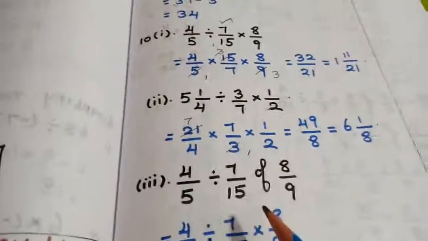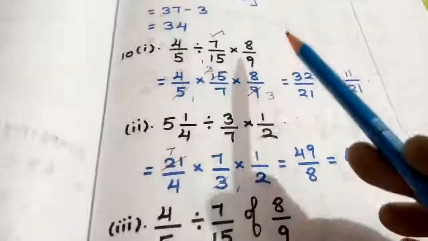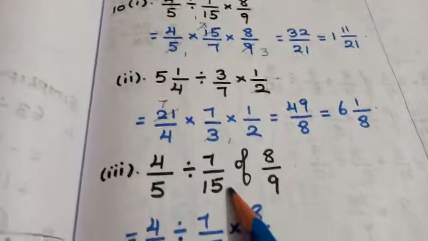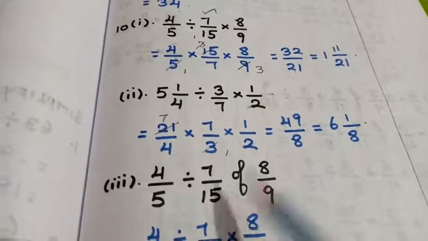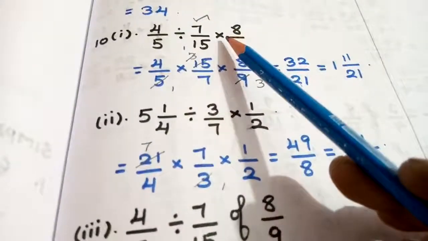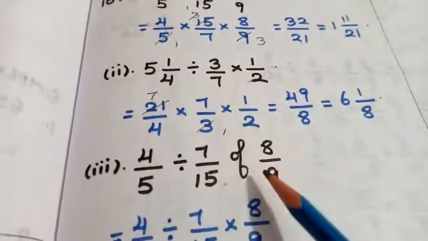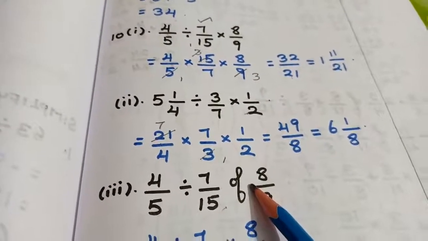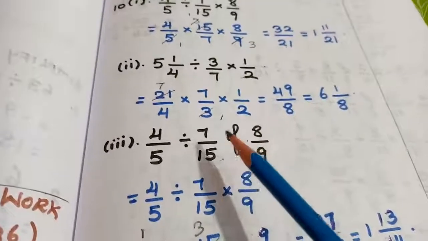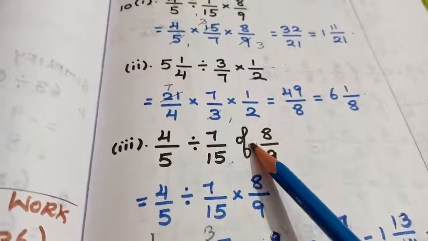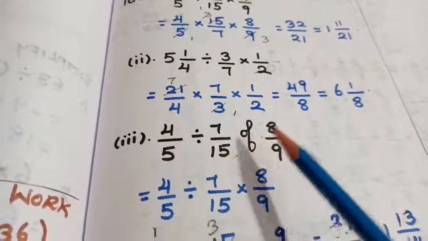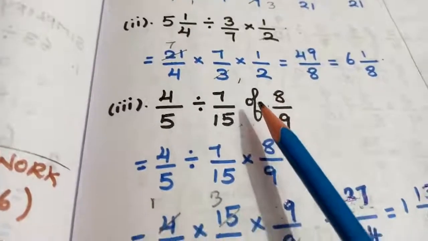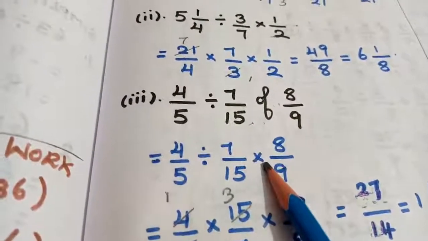But coming to 10-3, if you see here, 10-1 and 10-3, both the questions are the same, but the difference is, in this place you have it in the form of multiplication, and in this place you have it in the form of "of". So the difference here is bracket of division, multiplication, addition, subtraction. So first preference we are going to give to "of". You are going to convert this "of" into multiplication.